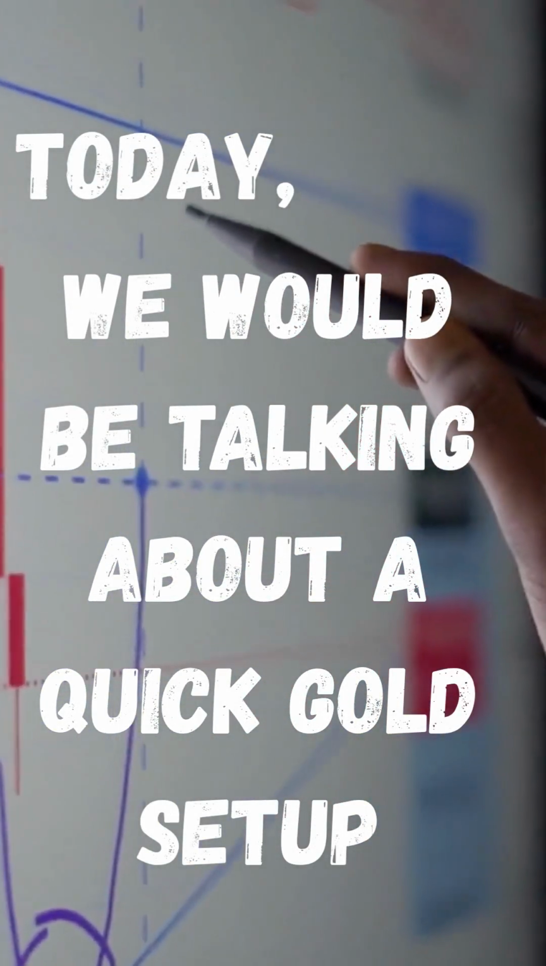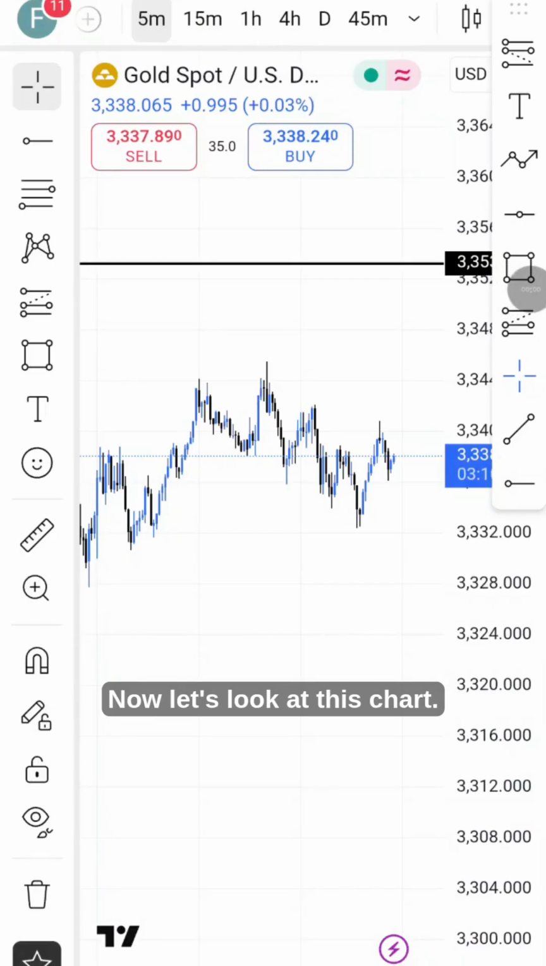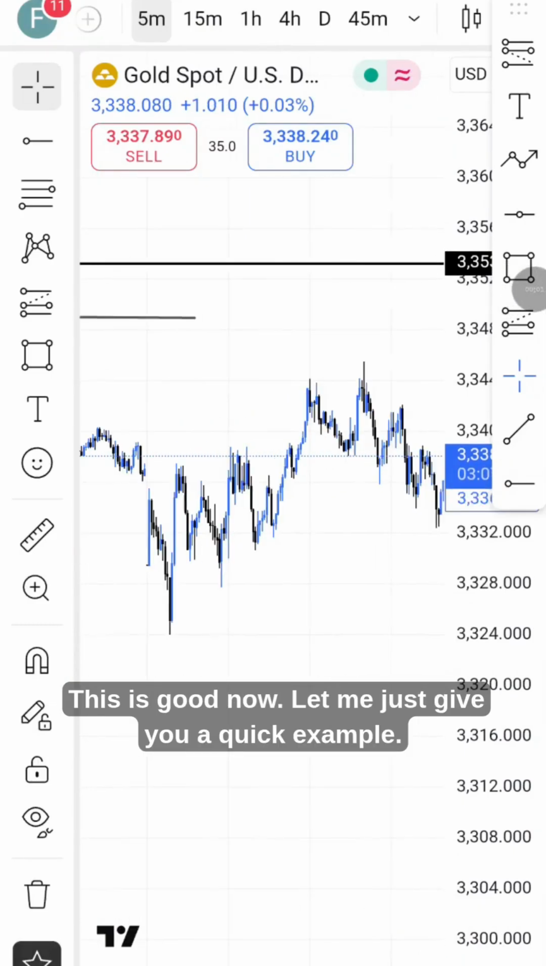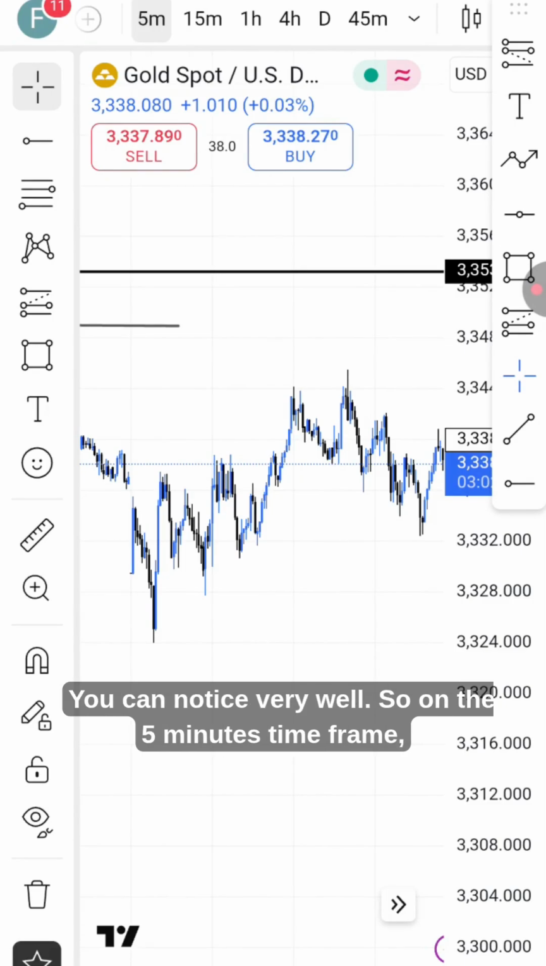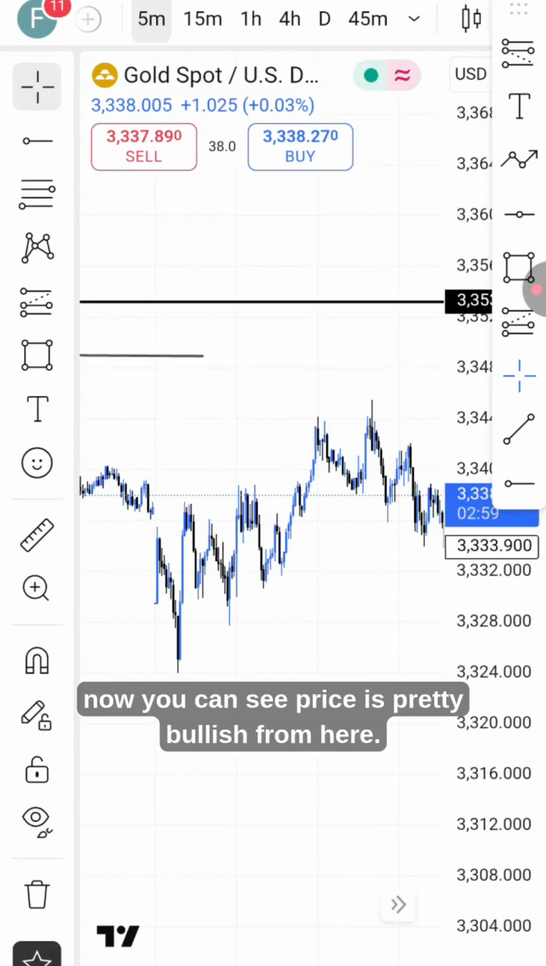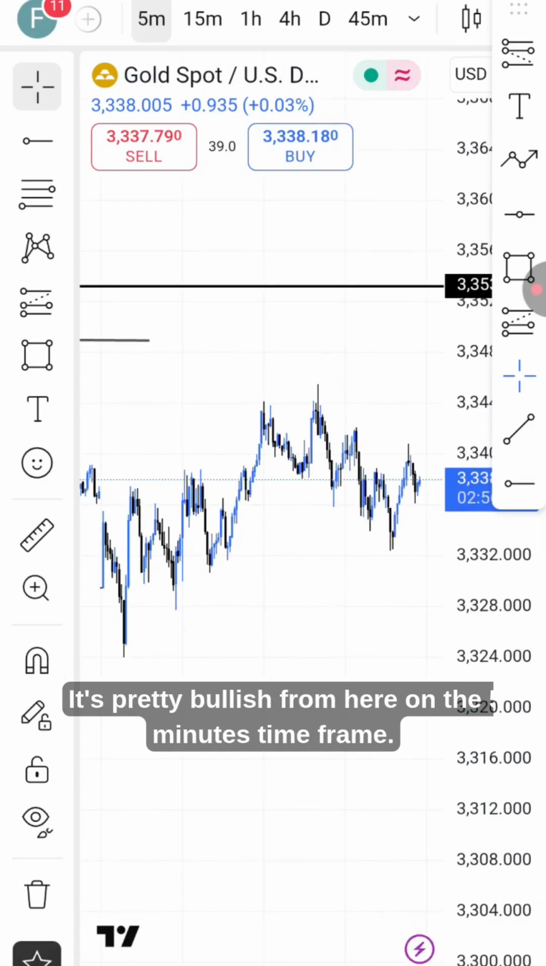Today we will be talking about a quick gold setup. So now let's look at this chart. This is gold. Let me just give you a quick example. As you can see, this is on my 5 minutes time frame. You can notice very well that on the 5 minutes time frame, price is pretty bullish from here.